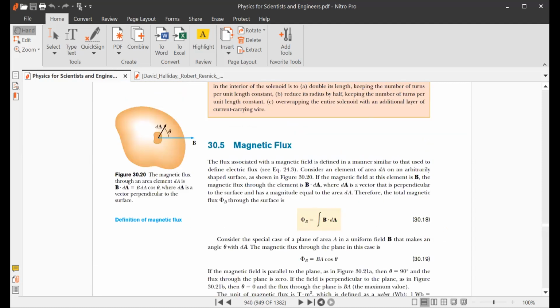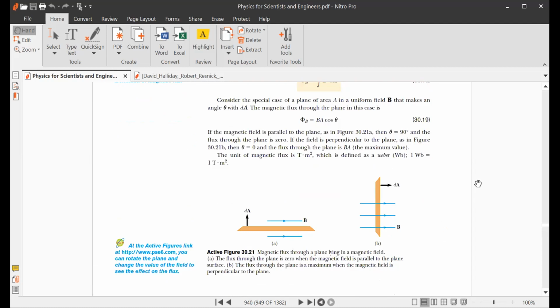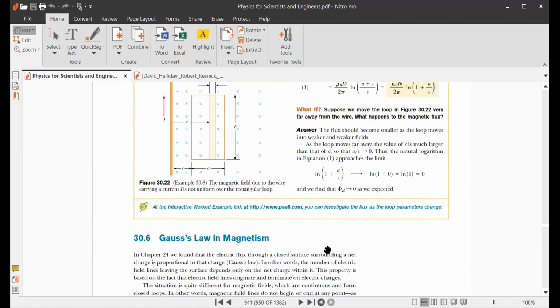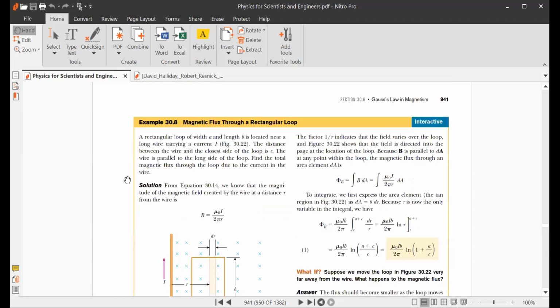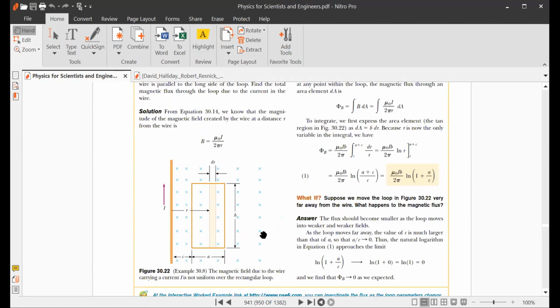Kemudian kita juga belajar flux, yang flux magnetik. Ya. Jadi flux magnetik itu seperti ini yang tidak 0, sedangkan yang 0 itu adalah yang tegak lurus ya. Seperti itu. Nah, contohnya kita menghitung flux dari loop yang berbentuk persegi panjang. Ya, jadi berapa flux yang di dalam ini.